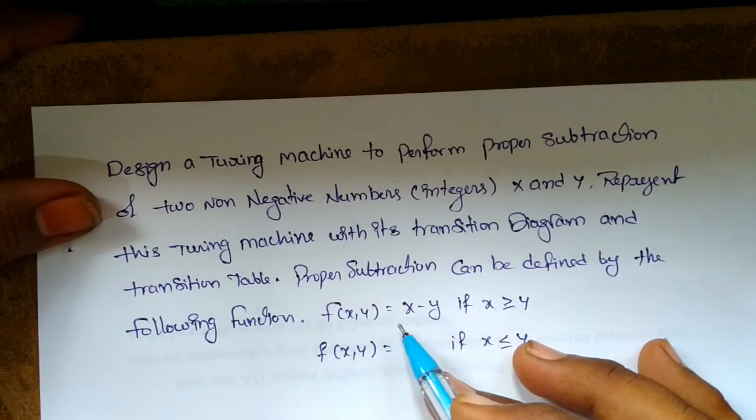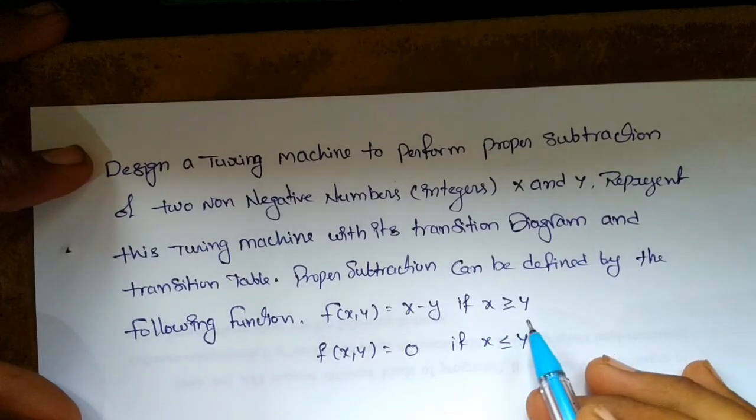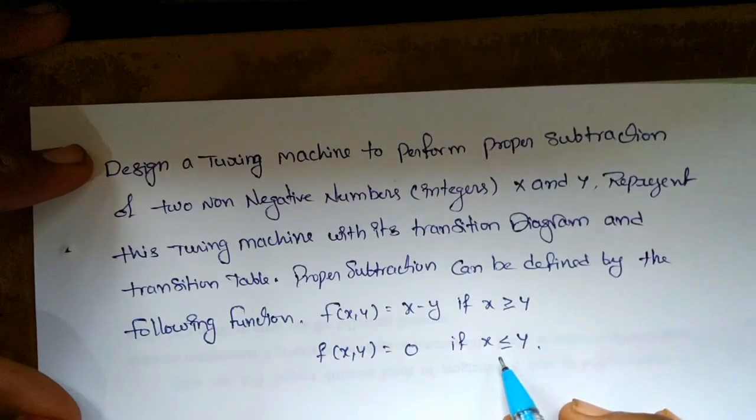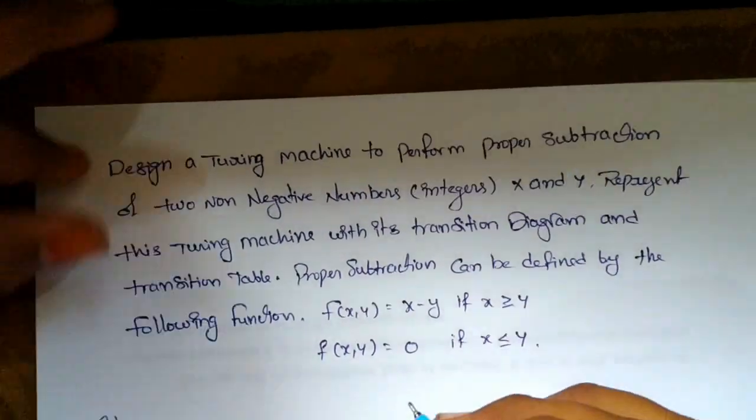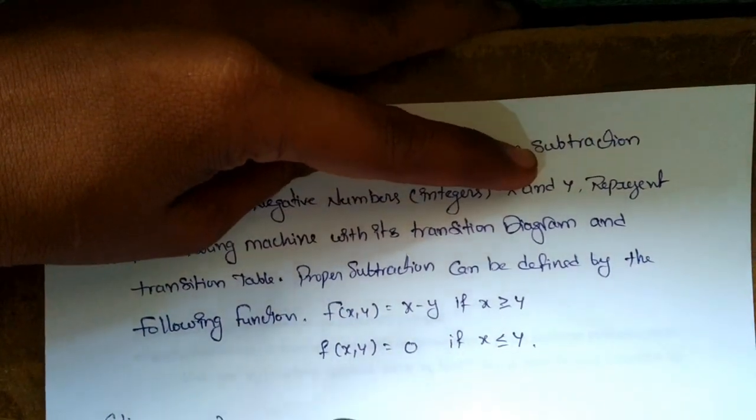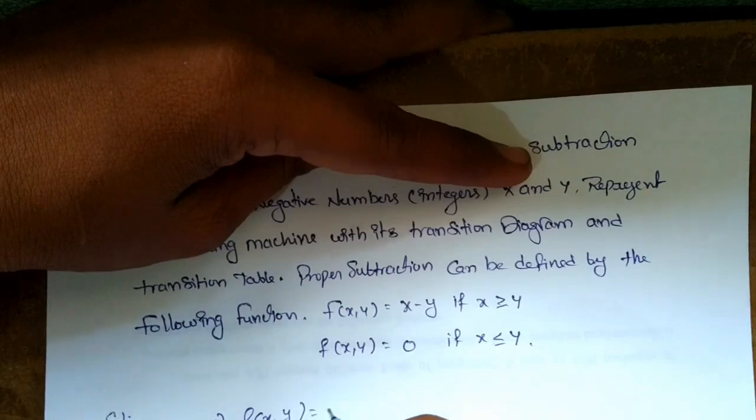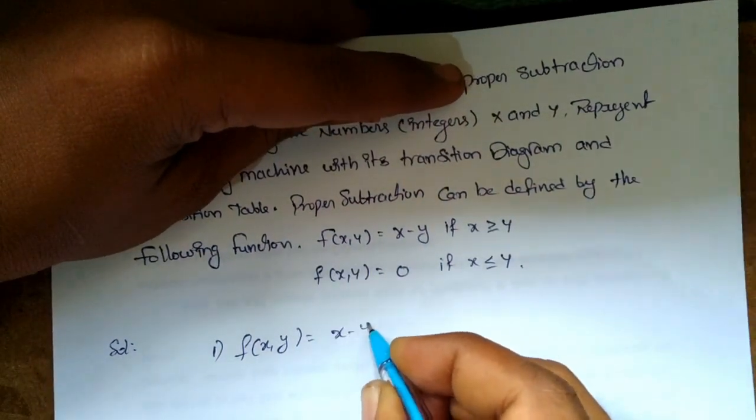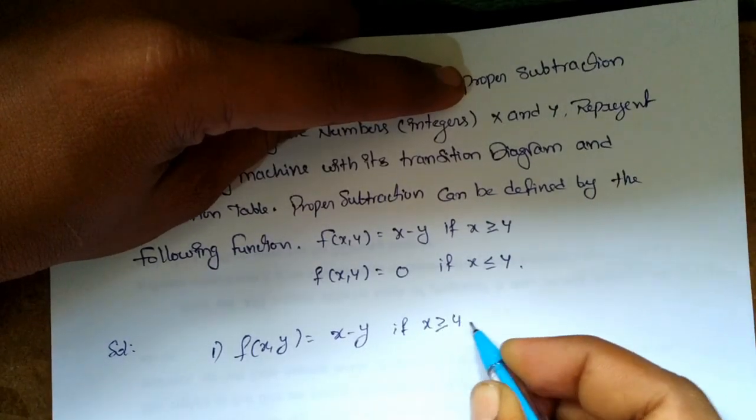of x comma y is equal to x minus y if x is greater than or equal to y. Another one is f of x comma y equals 0 if x is less than or equal to y. So that means, here the first function is f of x comma y is equal to x minus y if x is greater than or equal to y.